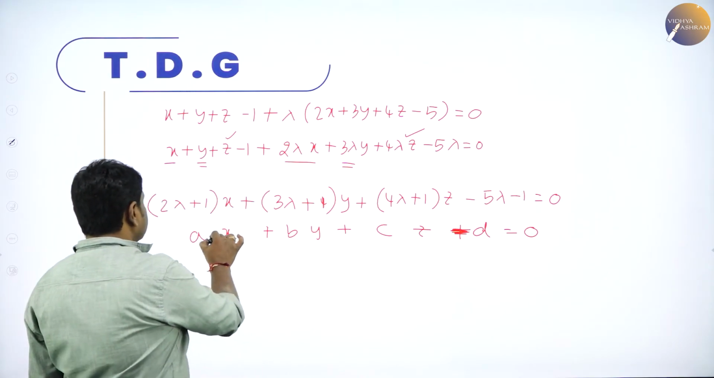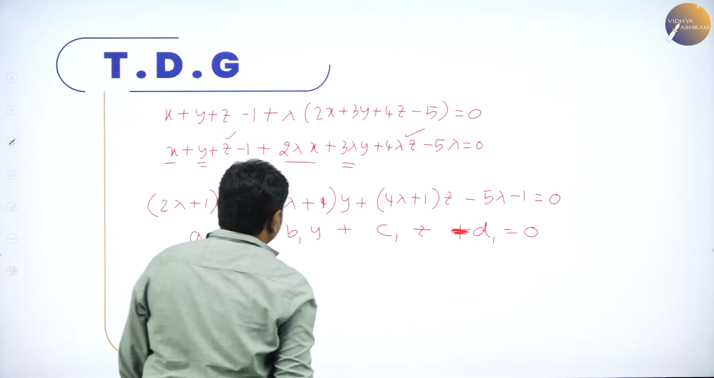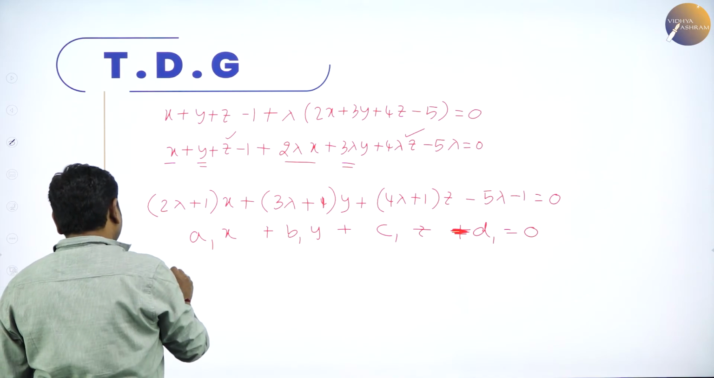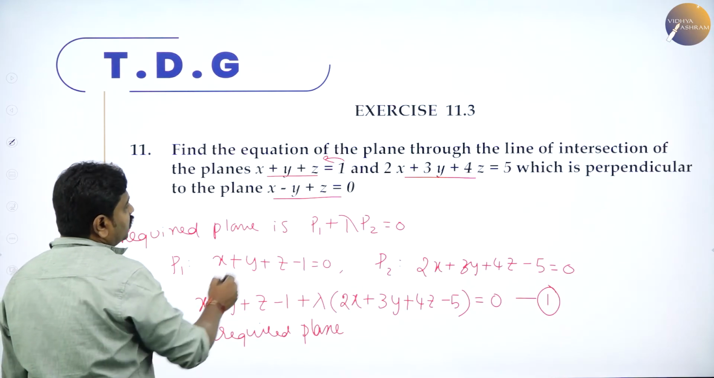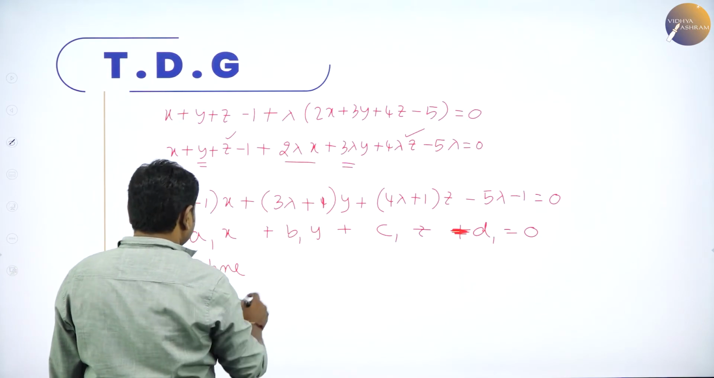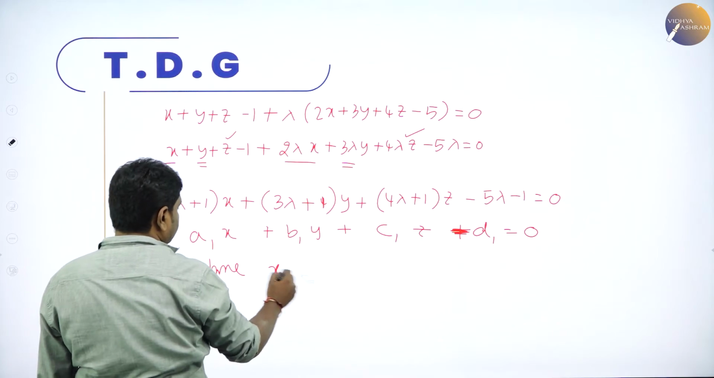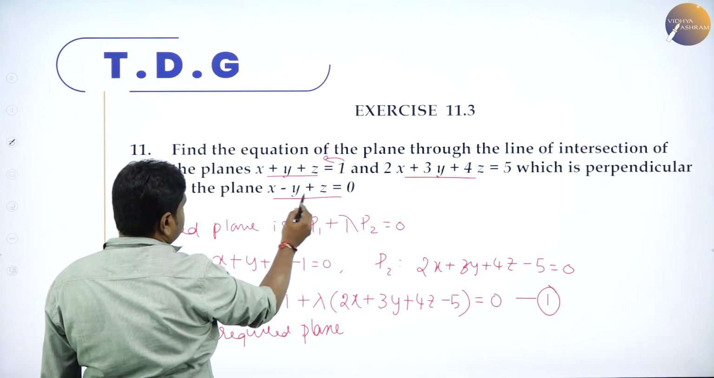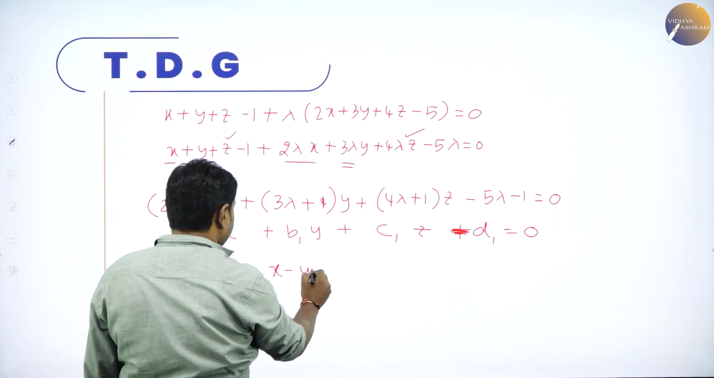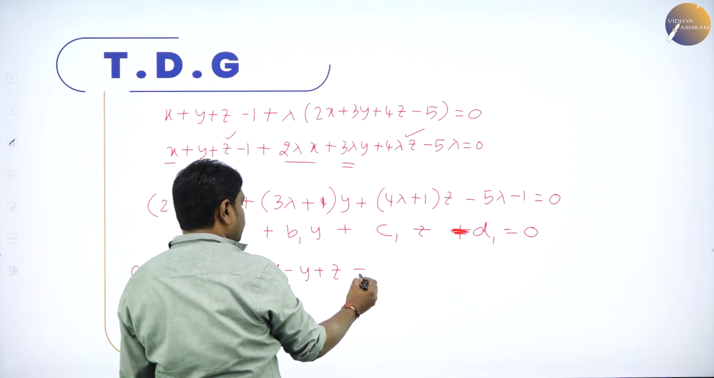So I consider this as a1x, b1y, c1z for the first plane and d1. And they have given one plane. What is the given plane? They told this plane is perpendicular to x minus y plus z. The given plane is x minus y plus z equal to 0.